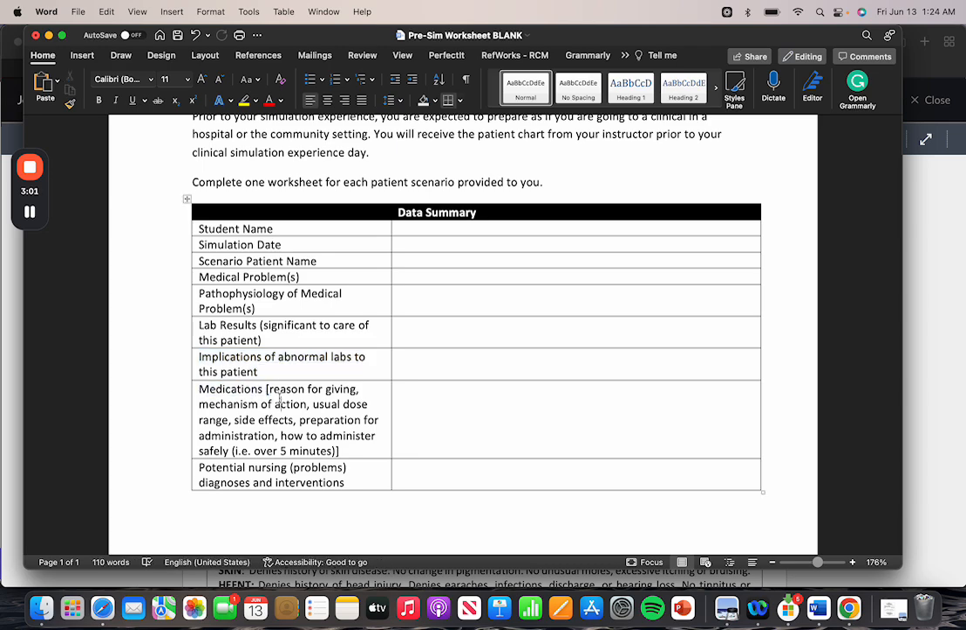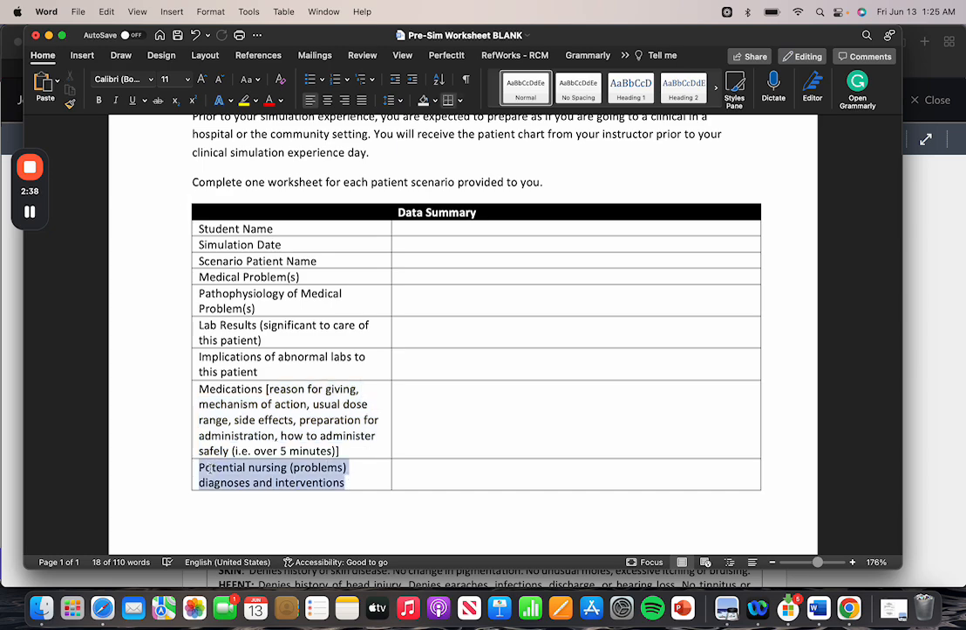Medications. The medications are all included in the patient's chart. You need to provide all this information for each med. You can find all of this information in UCentral under Davis Drug Guide. You search up each med and it'll provide you this. Again, that's UCentral Davis Drug Guide.